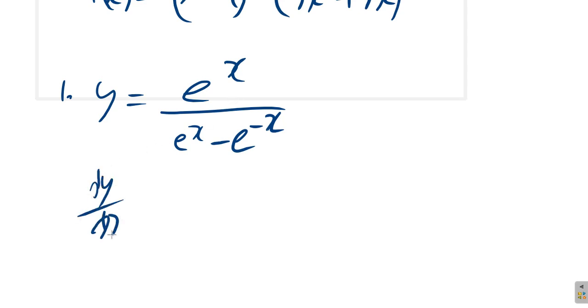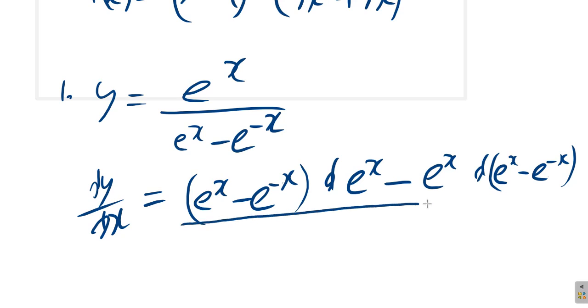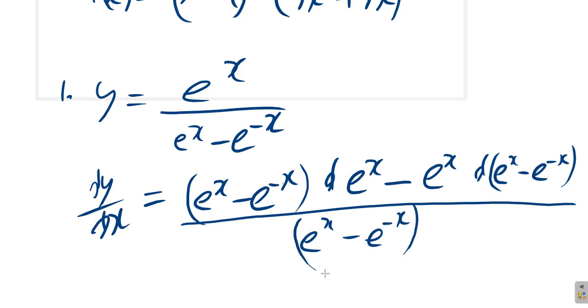So dy by dx equals: you hold the denominator, hold the bottom first, e to the x minus e to the negative x. Differentiate the top, e to the x, minus, hold the top, e to the x, differentiate the bottom, e to the x minus e to the negative x, over the bottom squared, e to the x minus e to the negative x squared. Alright? Quotient rule.